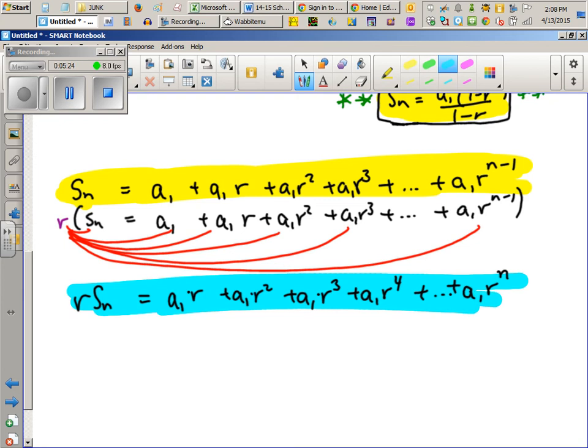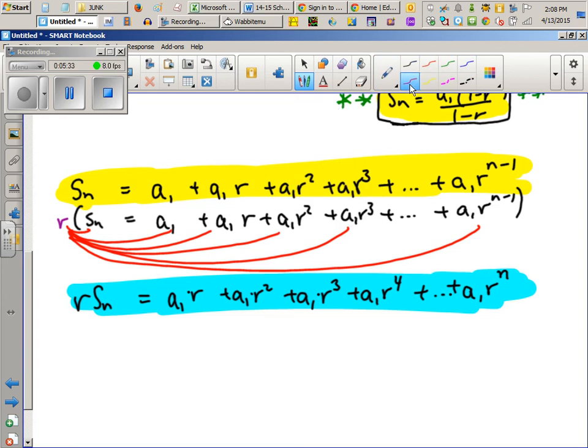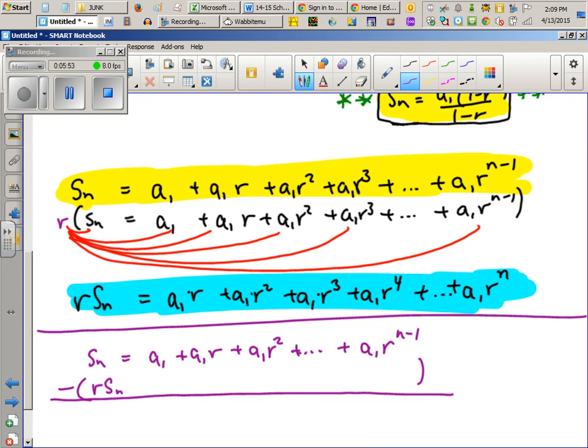Okay, so what happens when we take the yellow and the blue and subtract them? Let's see what happens. Okay, so I'm going to switch colors now. I'm going to go to purple. What happens when you take S sub n equals a1 plus a1r plus a1r squared, etc., which terminates at the general term, and subtract r S sub n equals a1r plus a1r squared plus a1r cubed plus dot dot dot, which terminates at a1r to the n? Well, most everything cancels out.